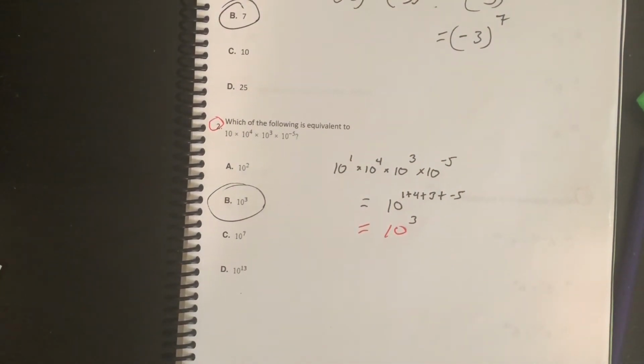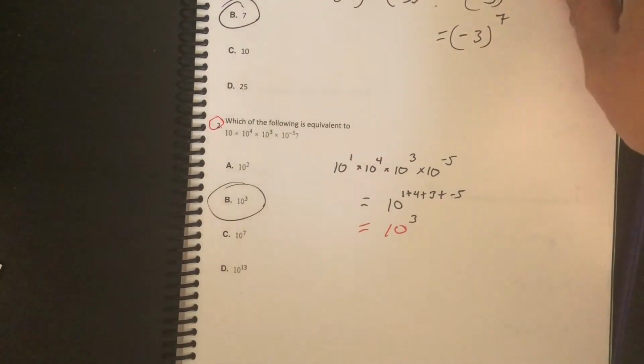Let me double check. That will be 5 plus 3 minus 5. Yep, 3. Just making sure I added and subtracted the exponents together correctly. Okay, moving on.